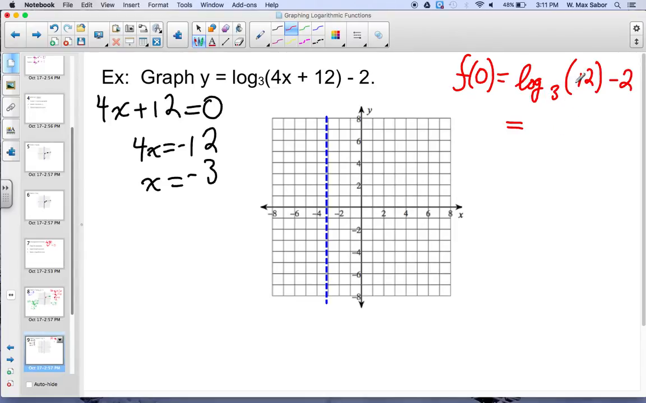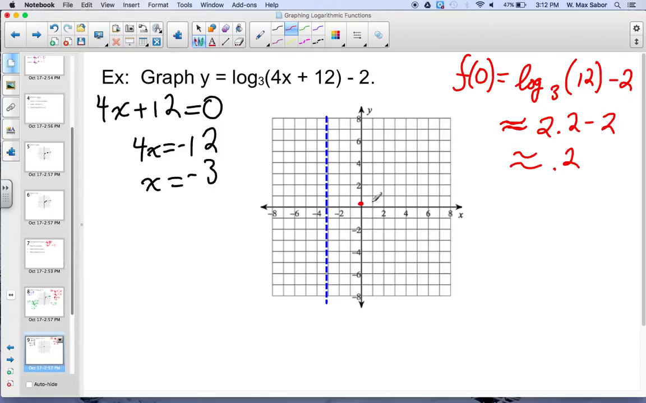So log base 3 of 12. Well, it's somewhere between log base 3 of 9, which would be 2, and log base 3 of 27, which would be 3. So I'm going to say that this is approximately 2.2 minus 2. So this is about 0.2. So 0 comma 0.2 seems like a good estimate of where that would be.